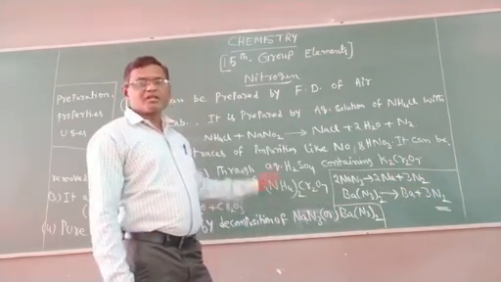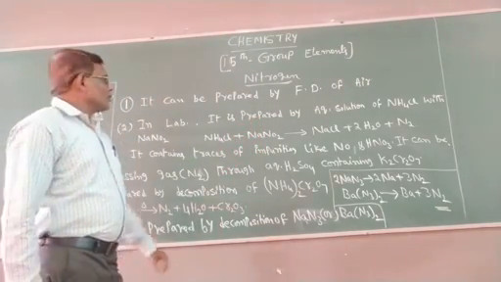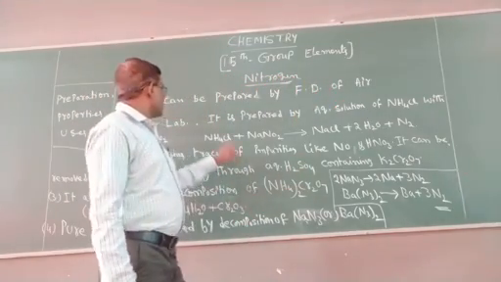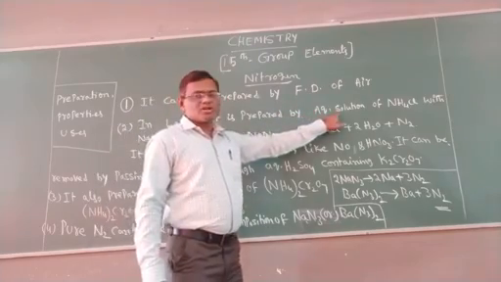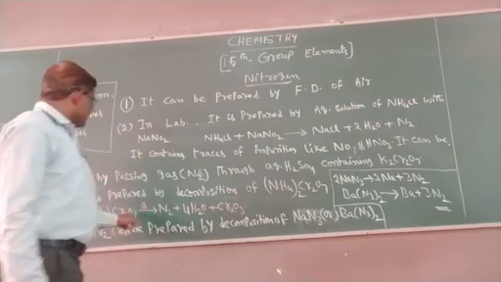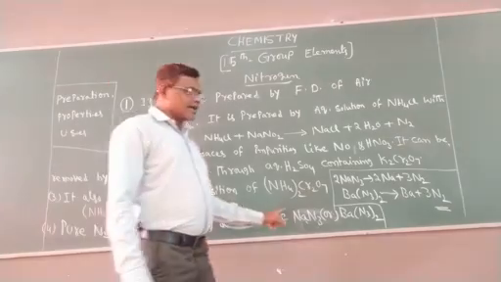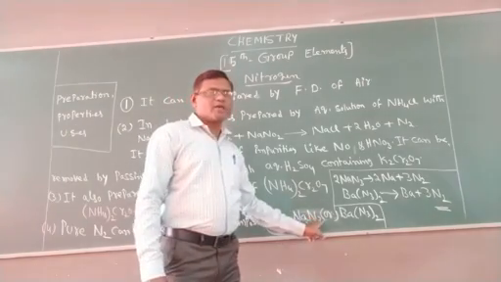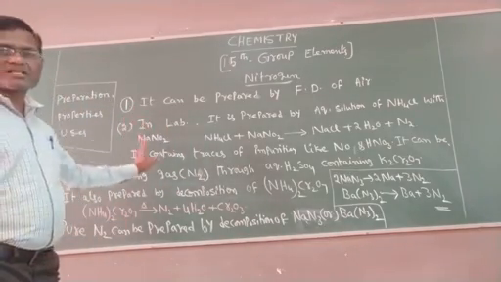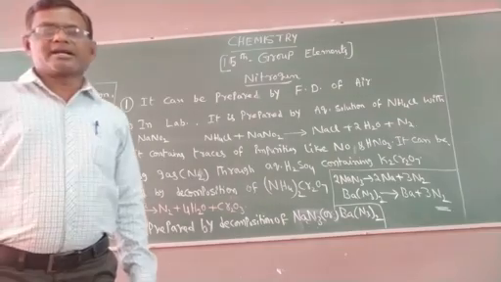So children, these are the various methods of preparation of nitrogen. Understand? One is prepared by fractional distillation of air. One more is prepared in the laboratory from an aqueous solution of ammonium chloride with sodium nitrite. The third method is the decomposition of ammonium dichromate, and the fourth method is that pure nitrogen can be obtained by decomposition of sodium or barium azides. How many methods are there, children? Total 4 methods are there. So these are the preparation methods of nitrogen. Understand, children?